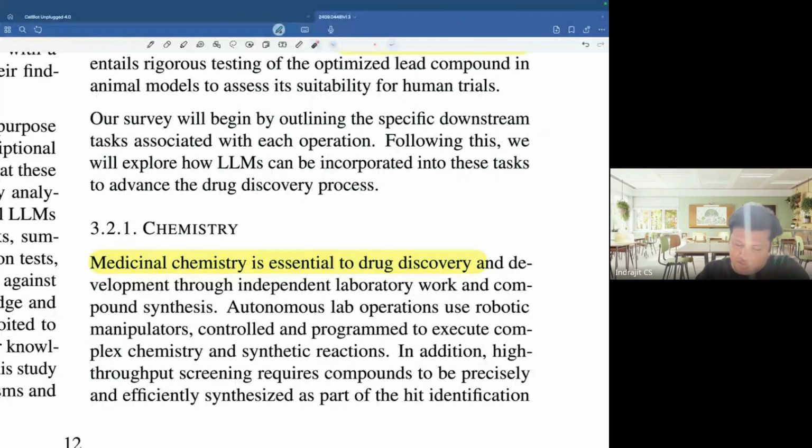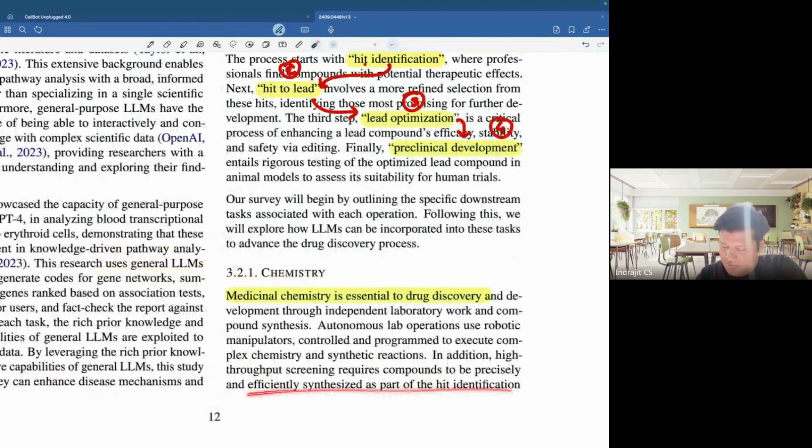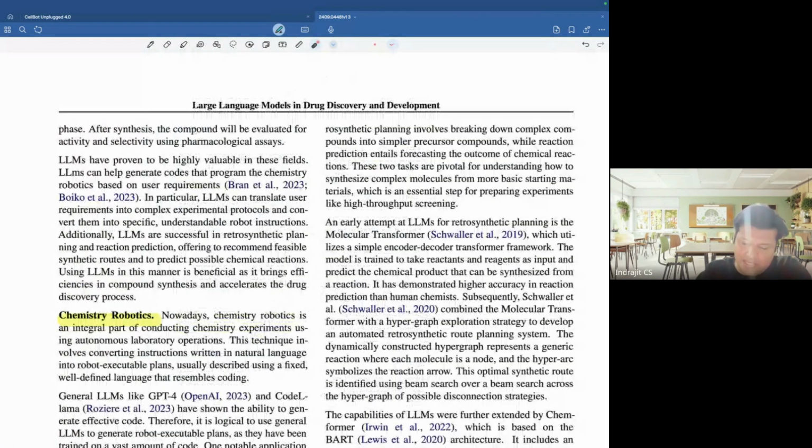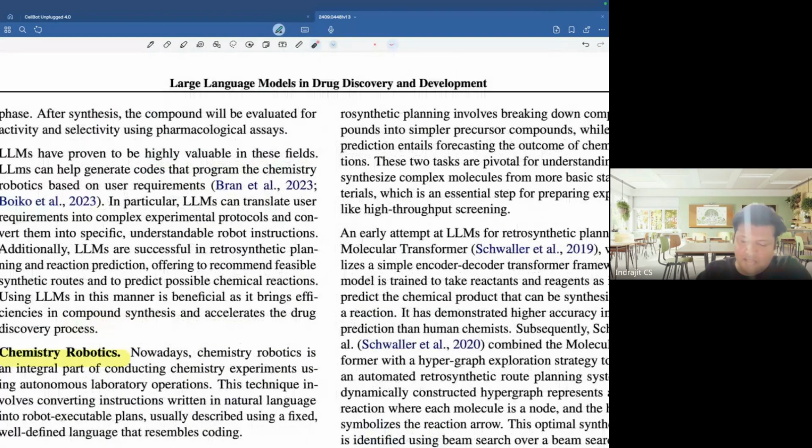So the first step is chemistry. Medicinal chemistry is essential to drug discovery and development through independent laboratory work and compound synthesis, which is more of a mechanical process with no software involved, right? And then autonomous lab operations use robotic manipulators, controlled and programmed to execute complex chemistry and synthetic reactions. In addition, high throughput screening requires compounds to be precisely and efficiently synthesized as part of the hit identification. So LLMs have proven highly valuable in this field.